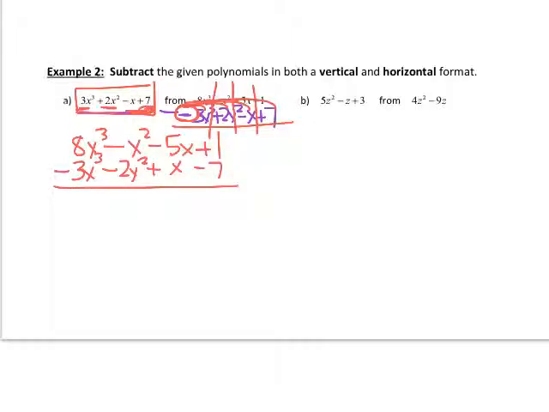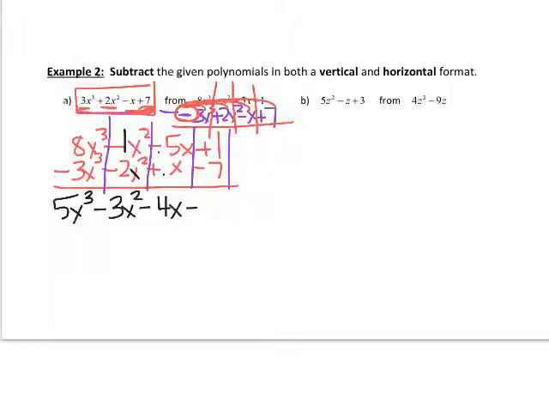And again, you want to make sure that it's all lined up. So I have my x cubed first, then my x squared, then my x's, and then my constant terms. All right, so 8x cubed minus 3x cubed is going to be 5x cubed. And then I have a negative 1 and a negative 2. This should be an x squared, I think. So negative 3x squared. And then a negative 5 and a positive x, so that's going to be negative 4.